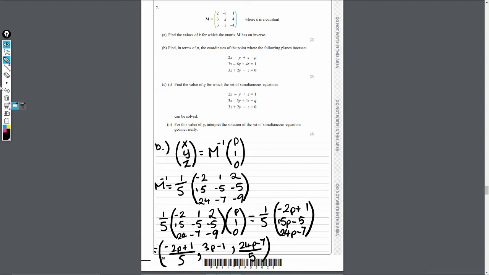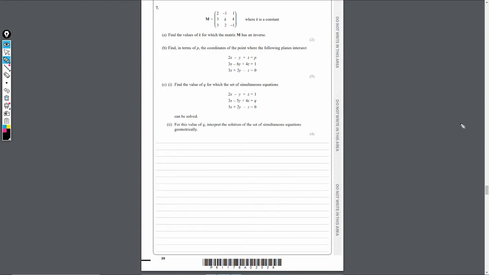Part C, let's have a look at what we've got to do here. So for part C, we have to find the value of k for which the set of simultaneous equations can be solved. So this is actually quite straightforward. A couple of ways you can do it, but the easiest way that jumps out at me is looking at how these equations are formed. All we can do is just substitute a point in, right?